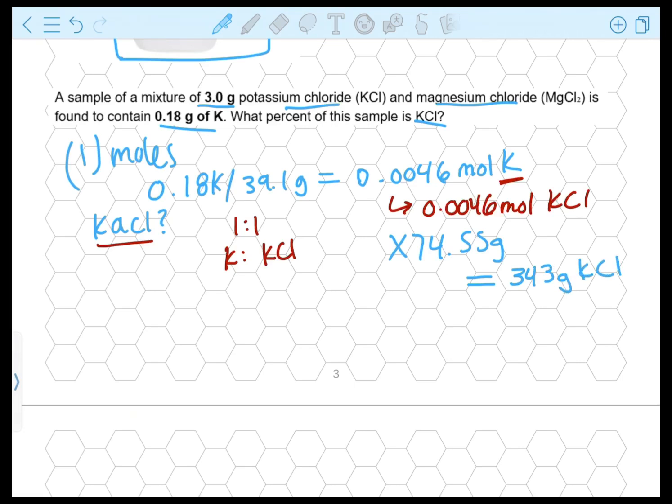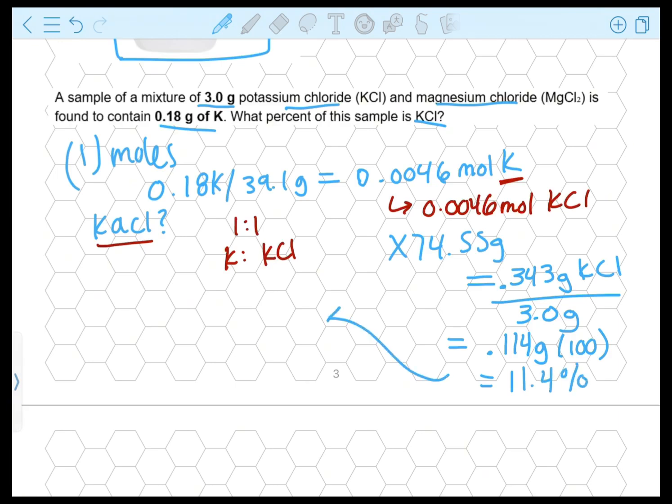Now the final step is to divide the amount of KCl, might as well say it out loud instead of potassium chloride, by the mass of the total mixture, which is 3 grams. So if we have 0.343 grams of potassium chloride and 3 grams of the total substance, we divide them by each other, and that gives us 0.114. And since we want the percent, multiply by 100, and that gives us 11.4%.